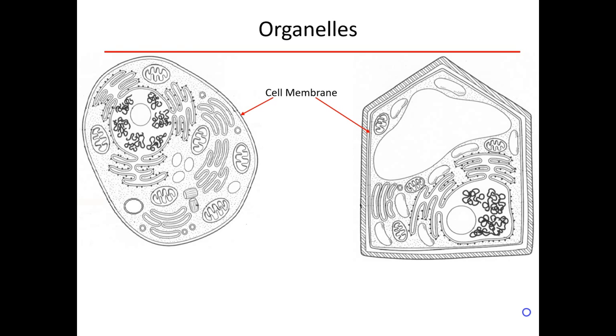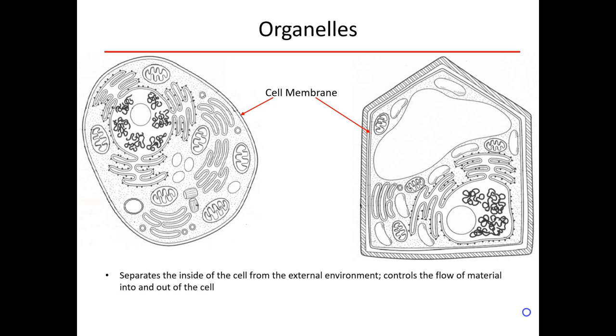Both plant and animal cells have what we call a cell membrane, and it separates the outside of the cell from the inside of the cell and controls what and how things get inside of the cell. We can see an animal cell here on the left and a plant cell on the right. In an animal cell, the cell membrane is the last thing before we go outside, whereas in a plant cell, they have an extra feature which we call a cell wall.